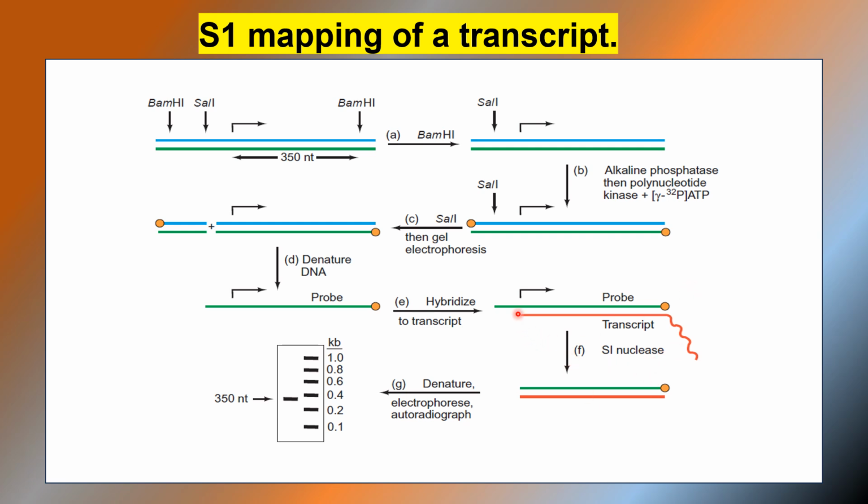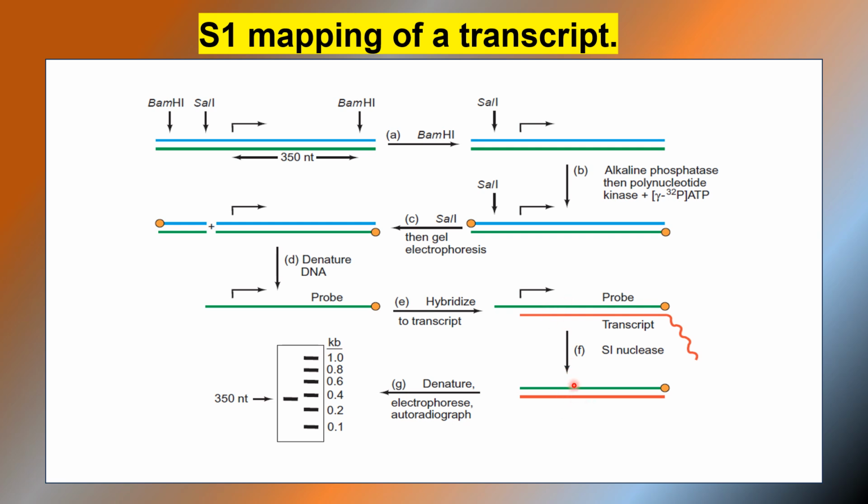Similarly, we have this extra region, the tail region of the green probe, that is also cleaved by S1 nuclease. That is a differentiating property of S1 nuclease: whenever it sees single-stranded DNA, or for that matter double-stranded DNA or RNA, it cleaves those. But the hybrid formed between the DNA and RNA, it is not able to cleave. You can see these ends here and these ends here are cleaved, and what we get is a hybrid between the DNA and the RNA.